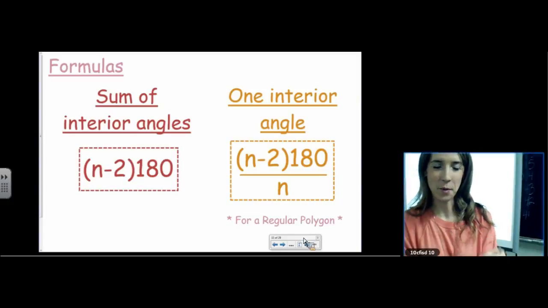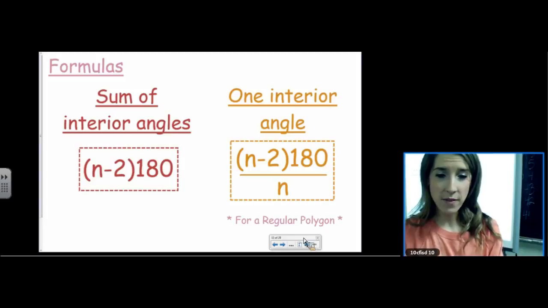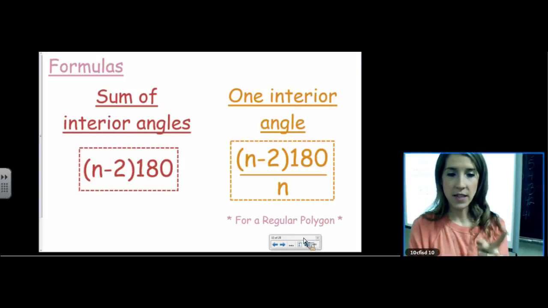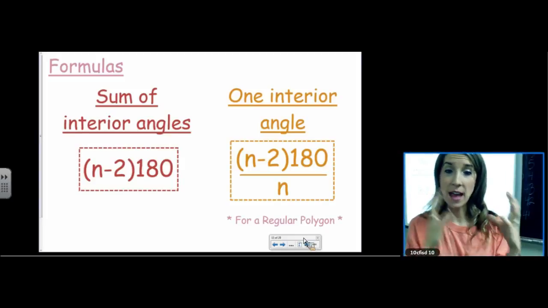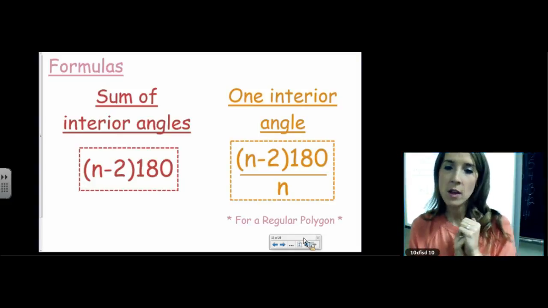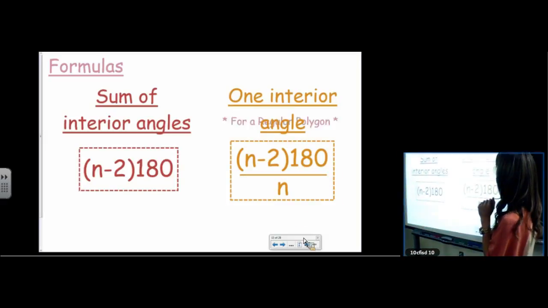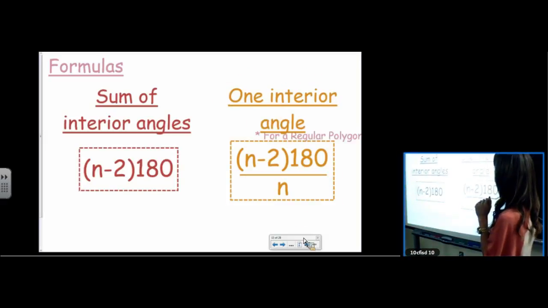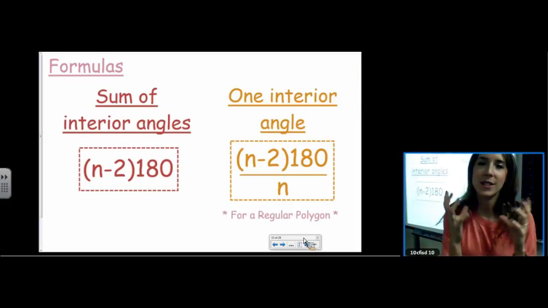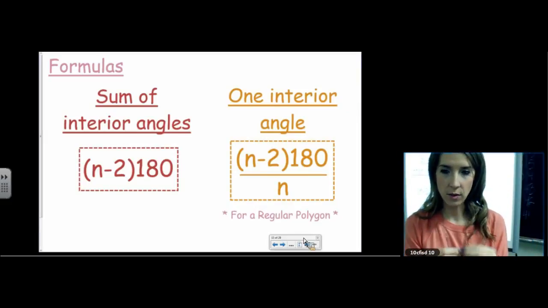You perfected the formula. So to find the sum of the interior angles, take the number of sides, subtract 2, remember that's the number of triangles, and then multiply it times 180. To find just one interior angle, only if it's regular, then you take that same sum and you just divide it by n. N stands for the number of sides.